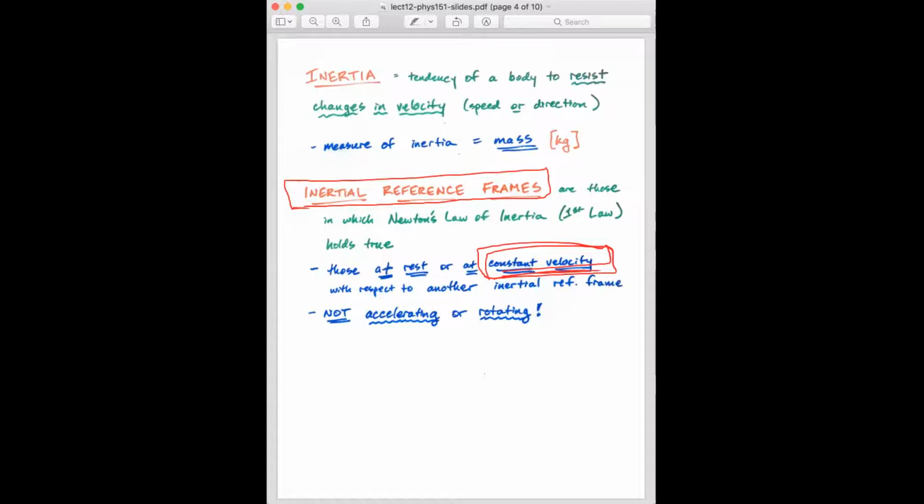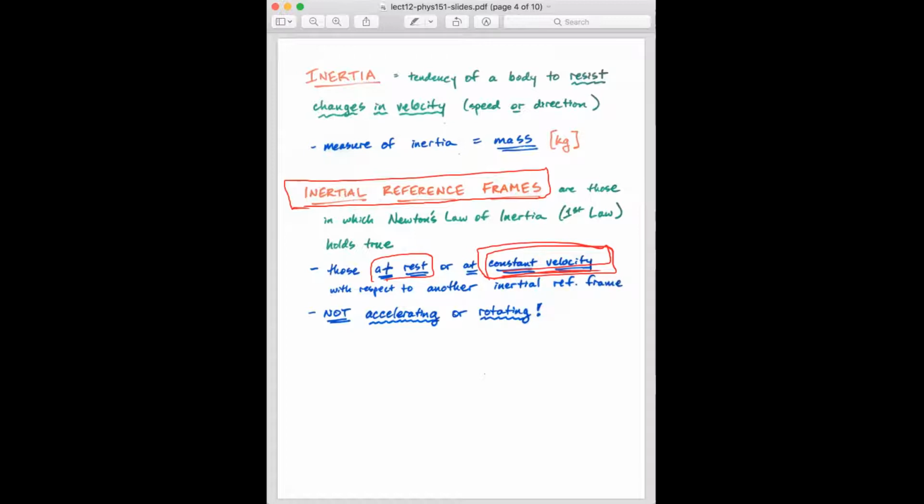If you're in a physics laboratory and there's a table there and you set something down, and when you let go it doesn't start to move on its own, or you give it a push and it keeps moving in a straight line at constant velocity when there's no net force acting on it, then we would say that that also is an inertial reference frame.